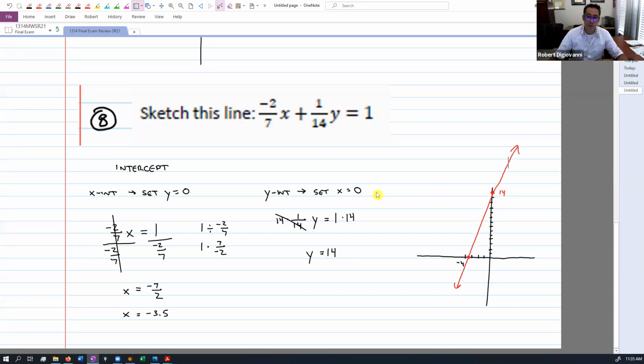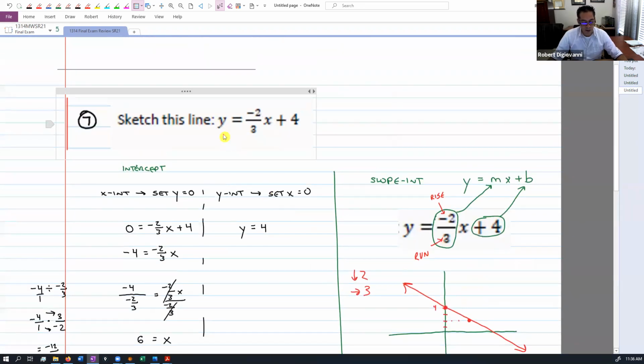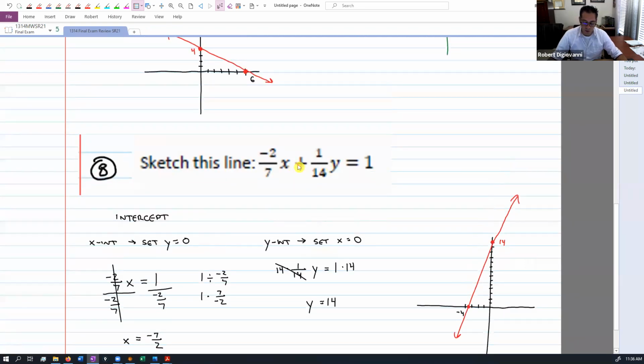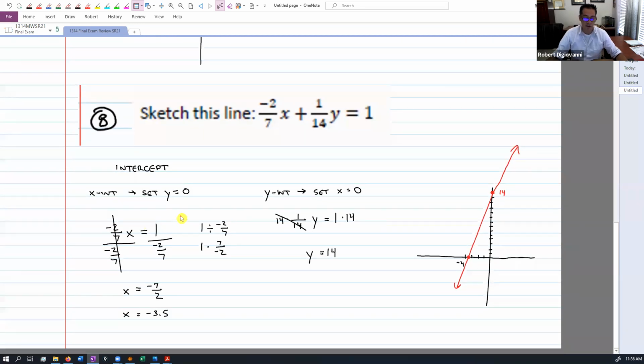I'm not going to do the other method on this one because it's much harder. So I'm just going to leave this work. Again, the big difference between these two, this one is already solved for y. So it's perfectly suited for this method. But if it's not solved for y like this, then the intercept method is usually easier. Any questions there?